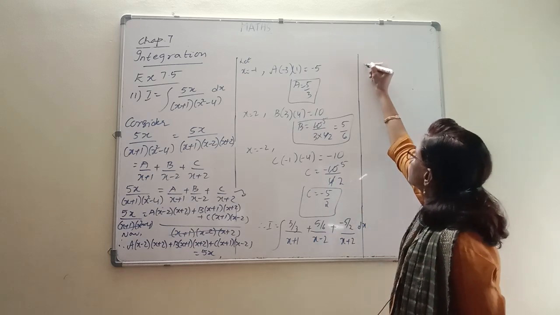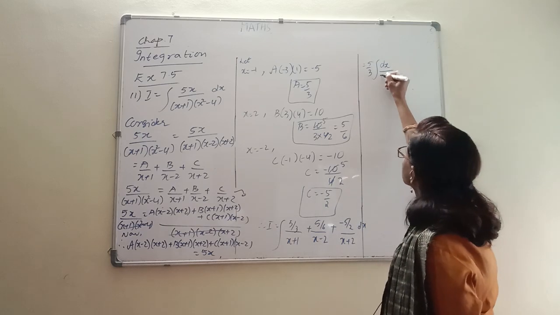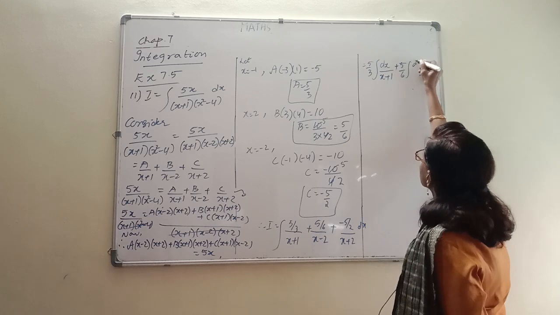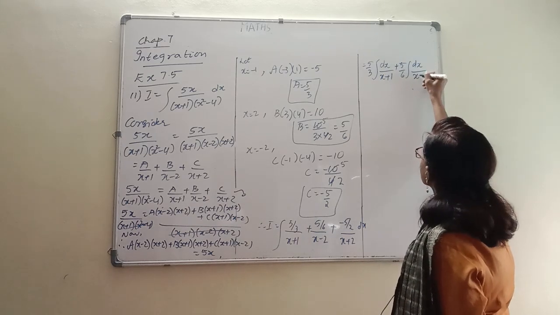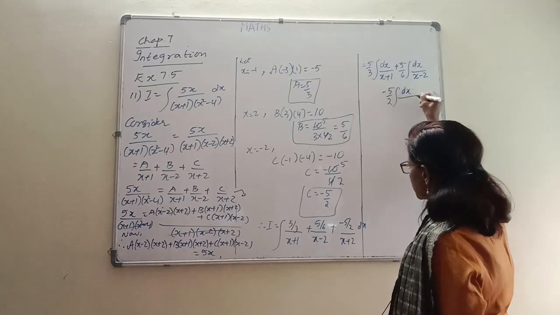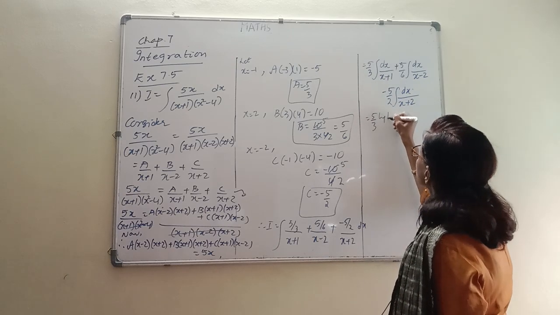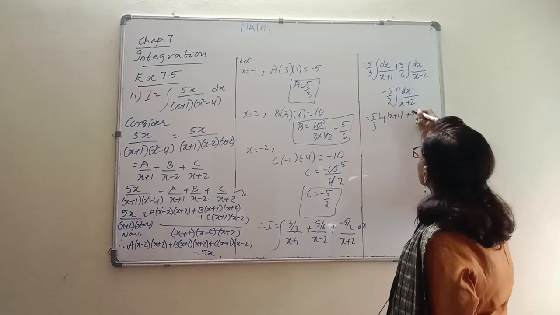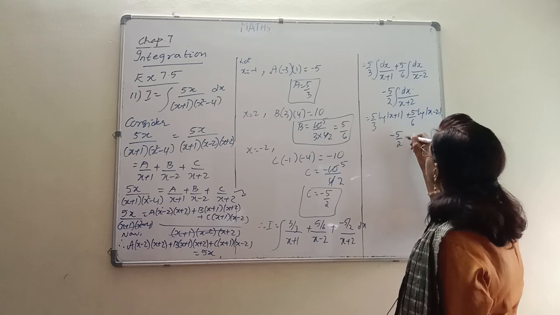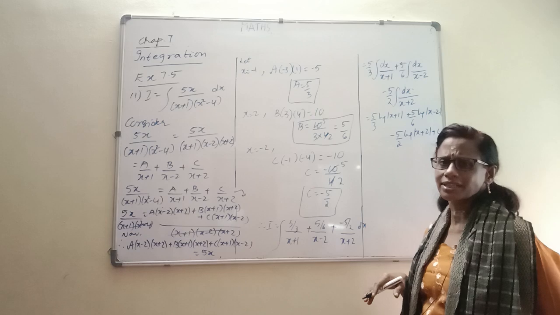So let's have that split. You will have 5 over 3 integral of dx over x plus 1. Next one, it is 5 over 6 integral of dx over x minus 2, and negative 5 over 2 integral of dx over x plus 2. So let's have all this. 5 over 3 log modulus x plus 1, plus 5 over 6 log modulus x minus 2, minus 5 over 2 log modulus x plus 2, plus C. It's pretty easy because all were linears in the denominator.